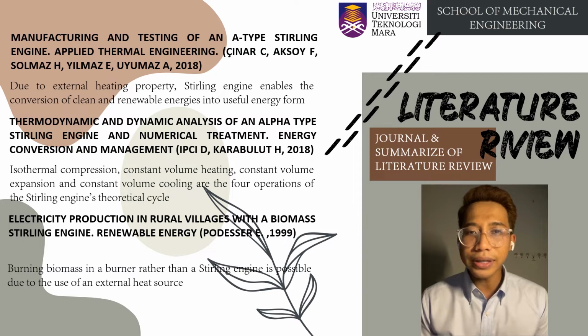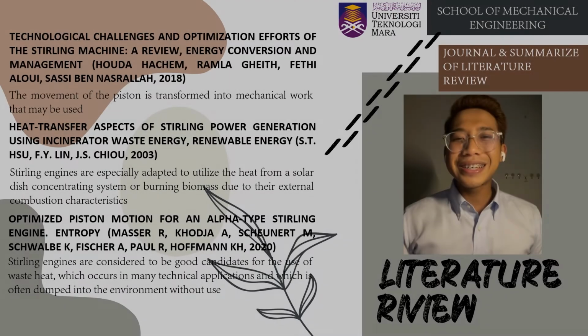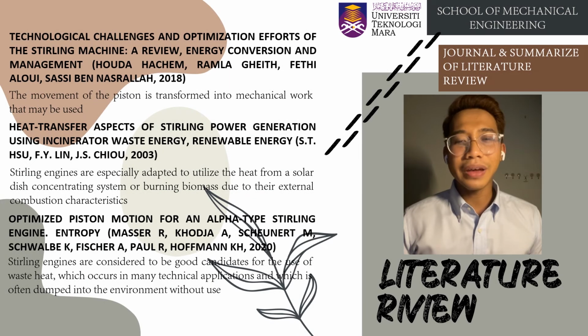From a journal which is Electricity Production in Rural Villages with a Biomass Stirling Engine, written by Podesser 1999, it was mentioned that when it comes to overall engine efficiency, temperature and flow rate are critical aspects to consider. Burning biomass in a burner rather than in a Stirling engine is possible due to the use of an external heat source. From the fourth journal written by Houda Hachem et al.